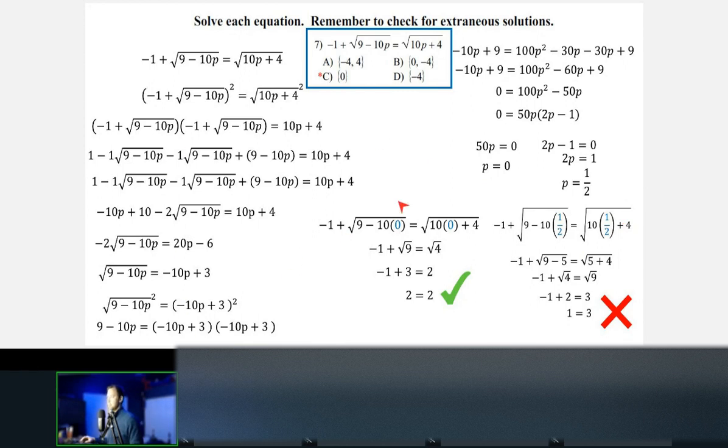This is a long problem if you do it this way. I personally would probably just type it in Desmos and see where it crosses the x-axis, which it crosses at x equals 0. All right, that was number 7. All right, what's next?